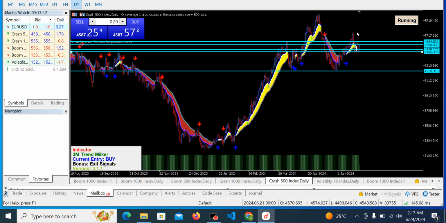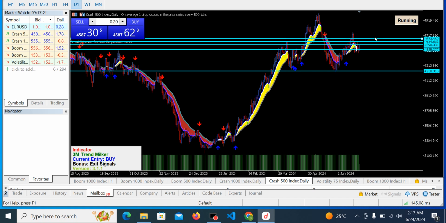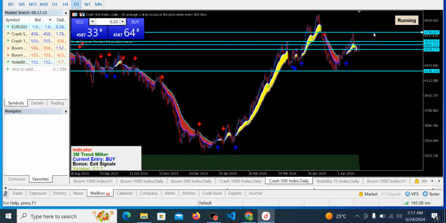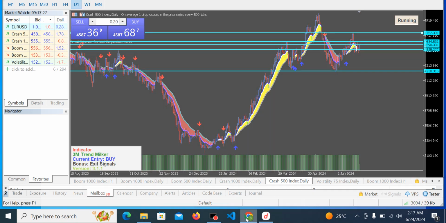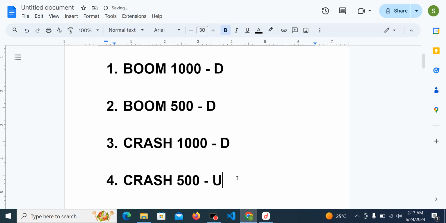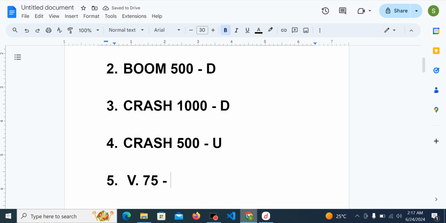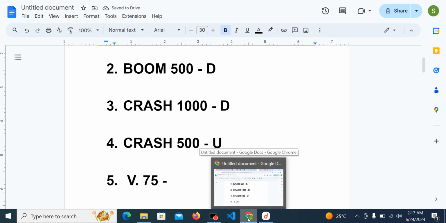This might not be for a very long time, most especially if the downtrend is going to start immediately after getting to this resistance zone. But for now it is still on uptrend, so you should watch out for that. The next asset is going to be V75. Let's check it out right away.